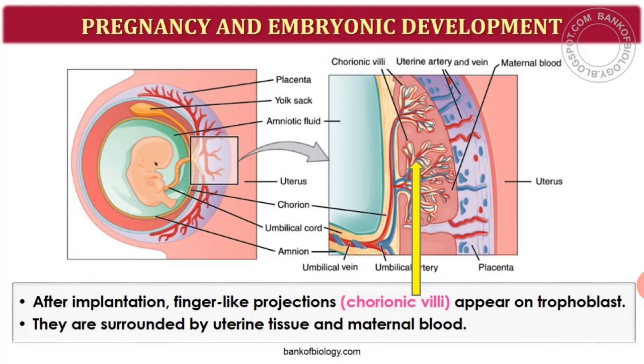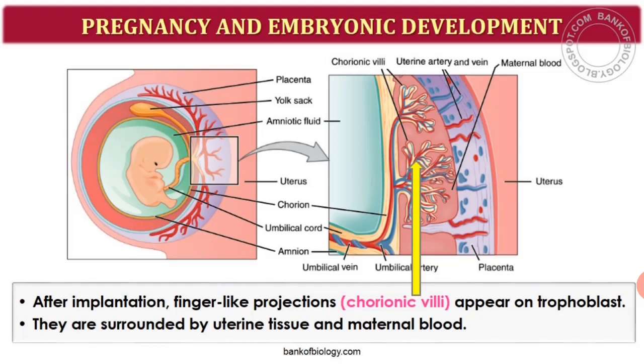These chorionic villi are marked with the yellow arrows, showing the finger-like projections. Those are called chorionic villi. They are then surrounded by uterine tissue and maternal blood, and maternal blood is also shown to you.